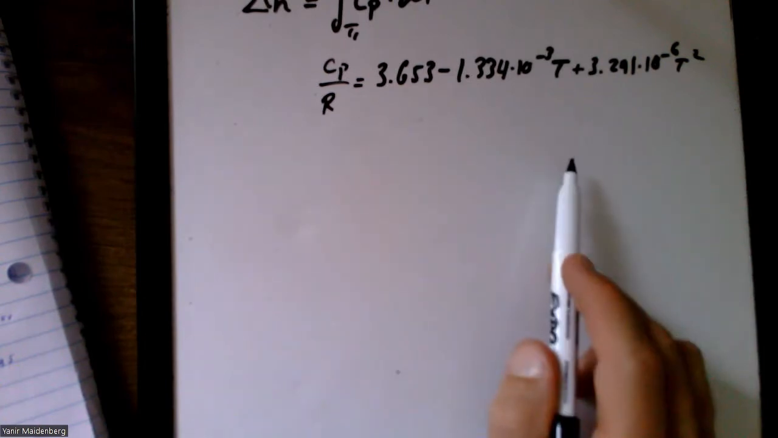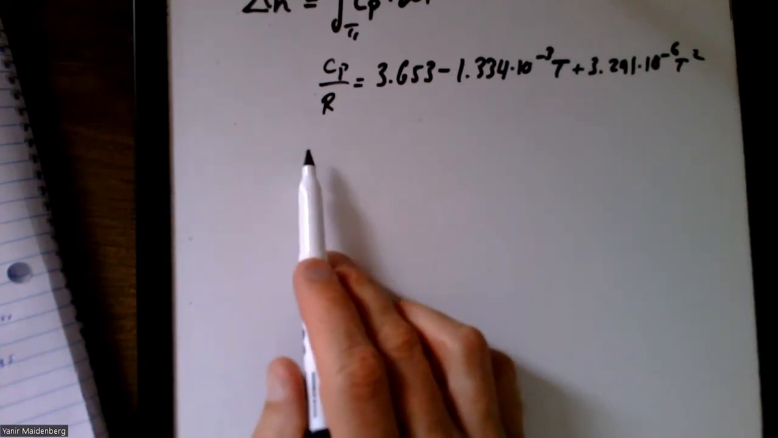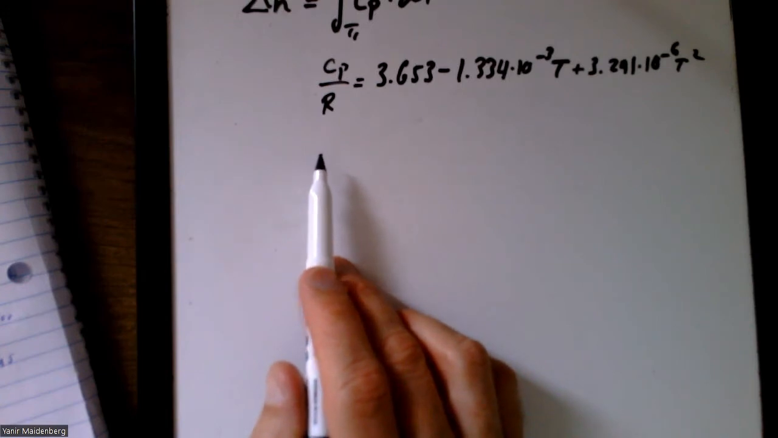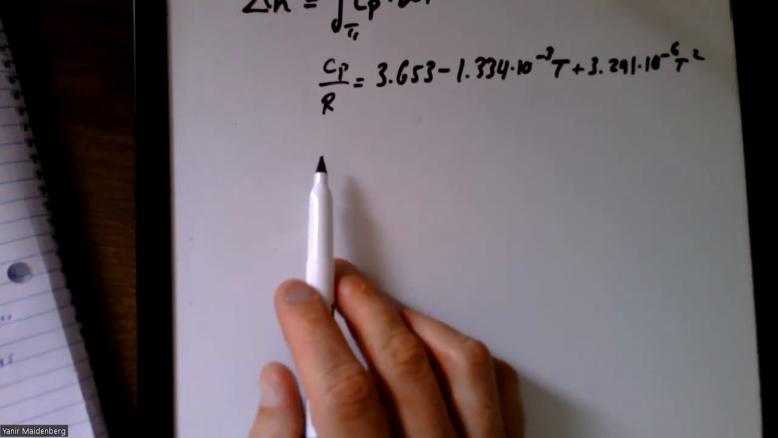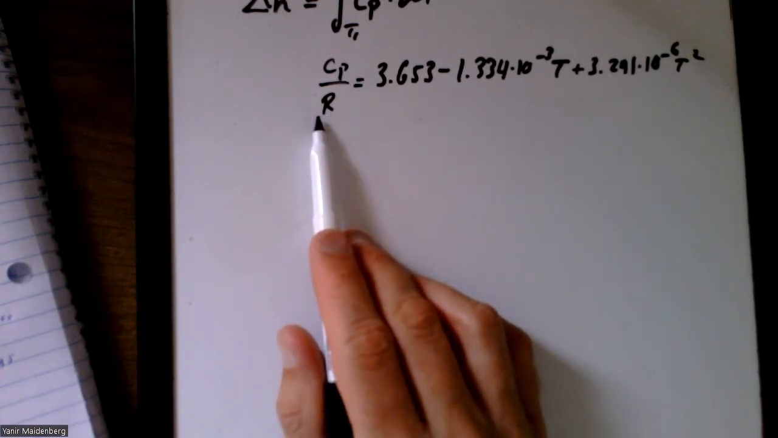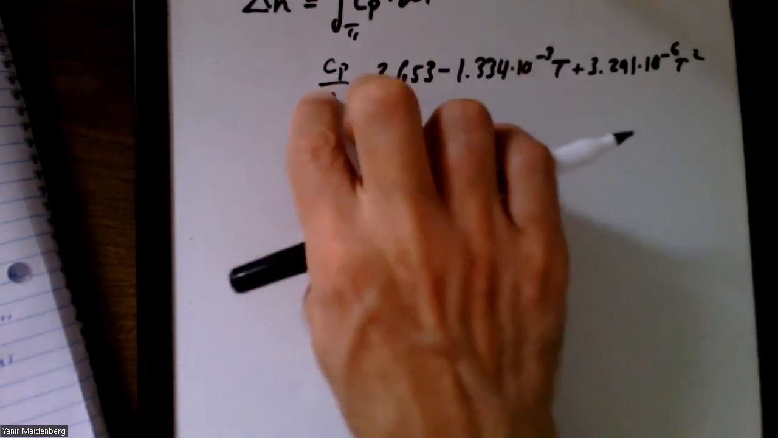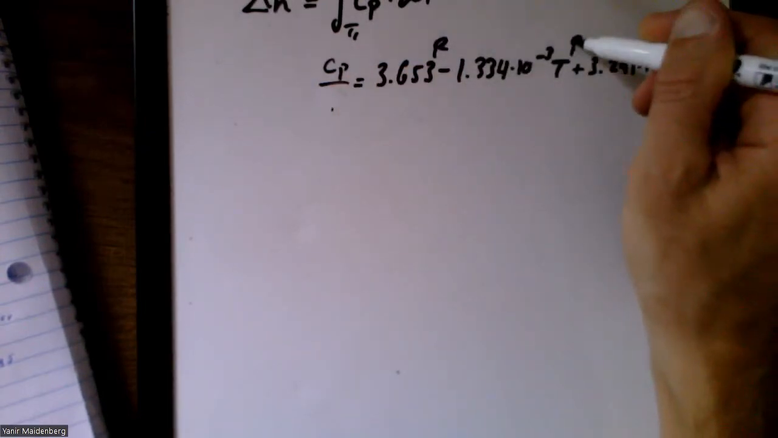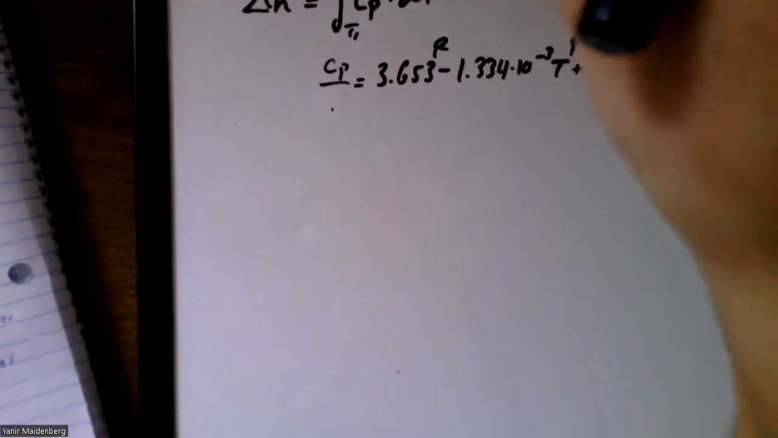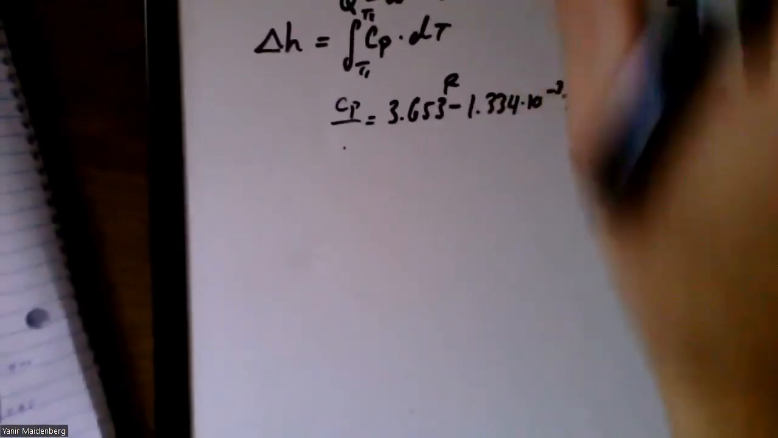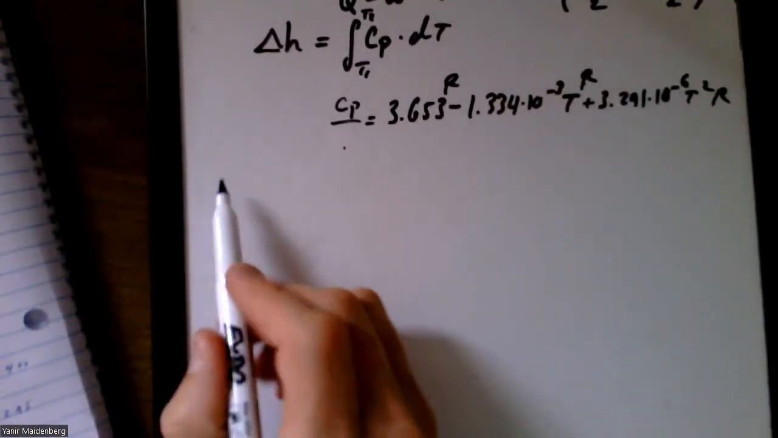And if I solve all of this for the CP that I want, it will be in joules per mole Kelvin if I isolate my CP. But you see, it's given to me in CP over R. I don't want CP over R, so I have to multiply through by R to get CP. So it's going to be this times R, this times R, and this times R, like that. And I'm just going to integrate that with respect to temperature to satisfy that integral right above it.